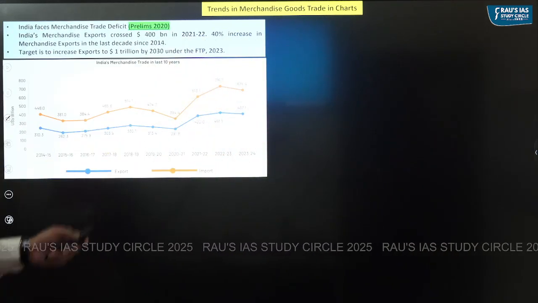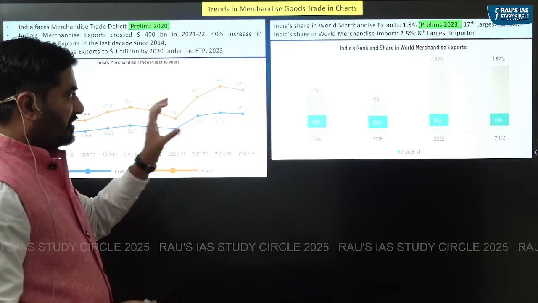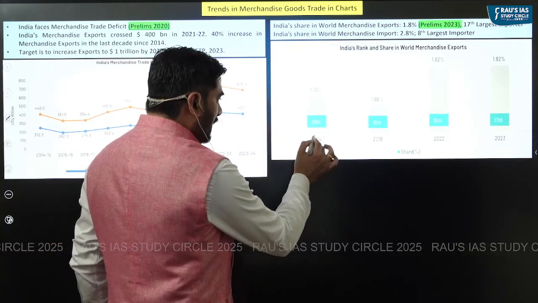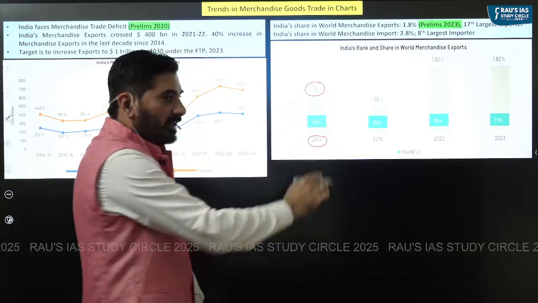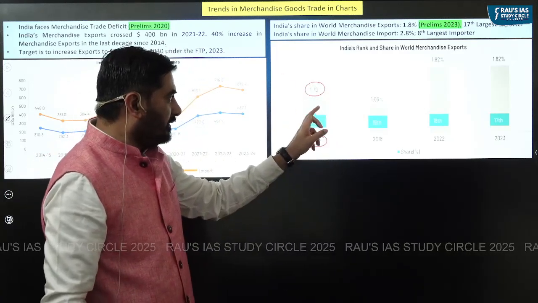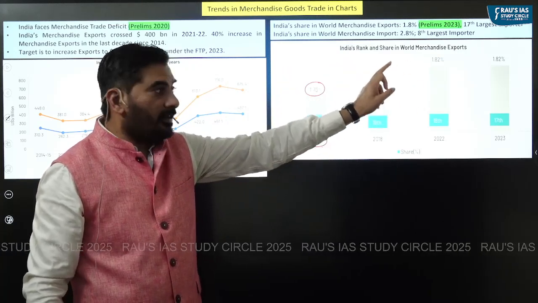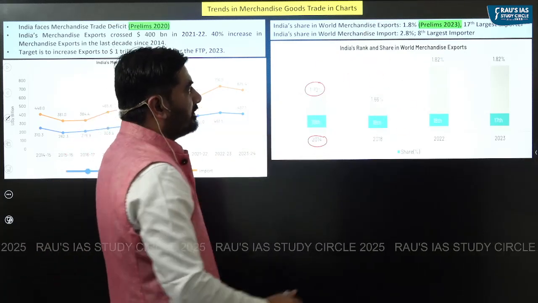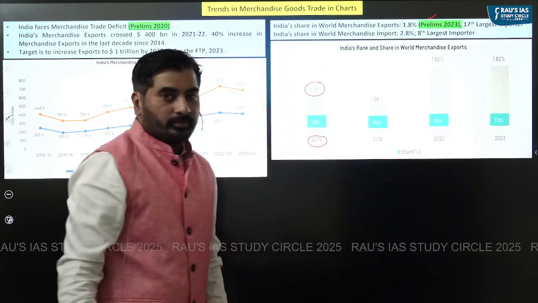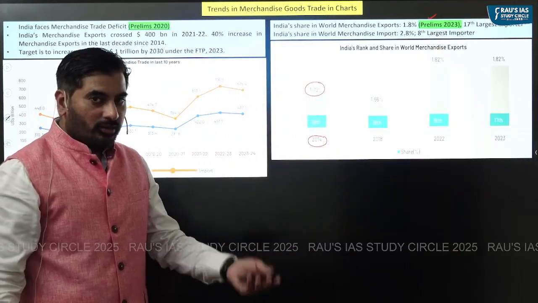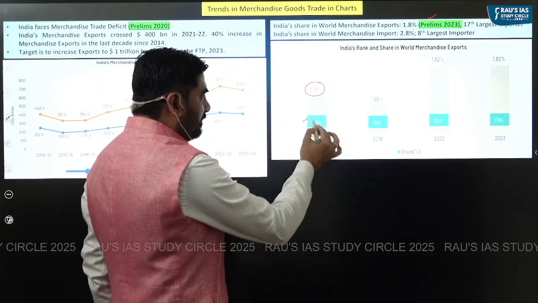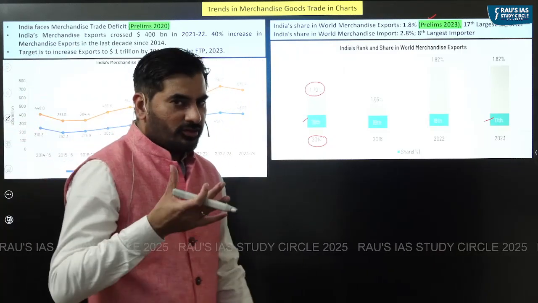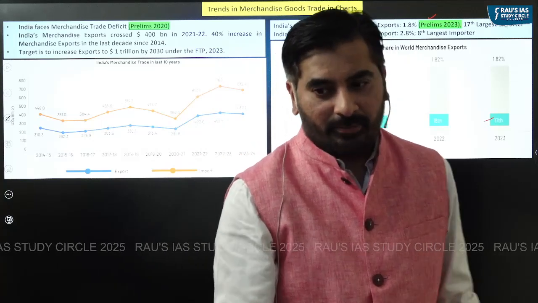Apart from that, if you see India's share and rank in the world merchandise exports, in the year 2014, India's share in the world merchandise exports was just 1.70%. From 1.70%, it has increased to 1.82%. In fact, this was a question which was asked in Prelims 2023. As far as India's rank in the global merchandise export is concerned, it was ranked at 19th place. From 19th place, now it has jumped to 17th place. These are some facts which you have to remember from the perspective of the prelims examination.